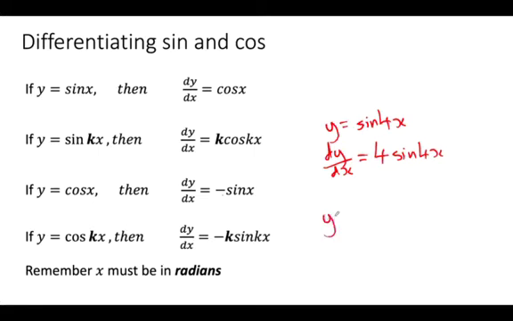Another example, if y equals cos of 6x, then dy dx equals minus 6 sine 6x. I've just seen that I wrote a cos earlier where it should be a sine.